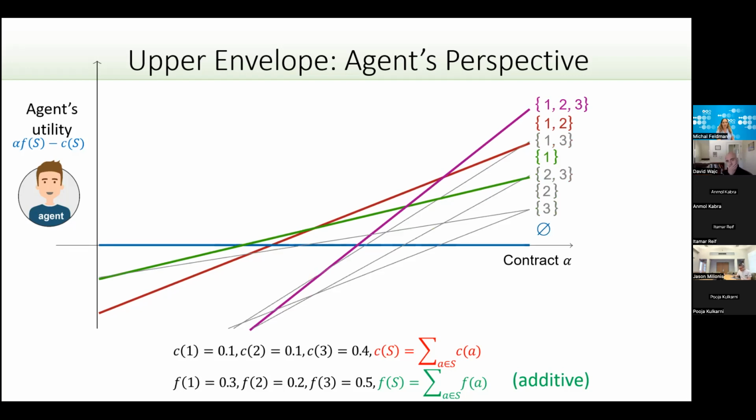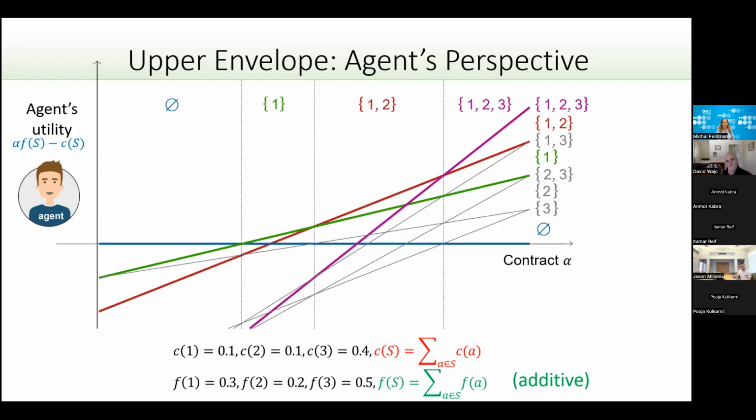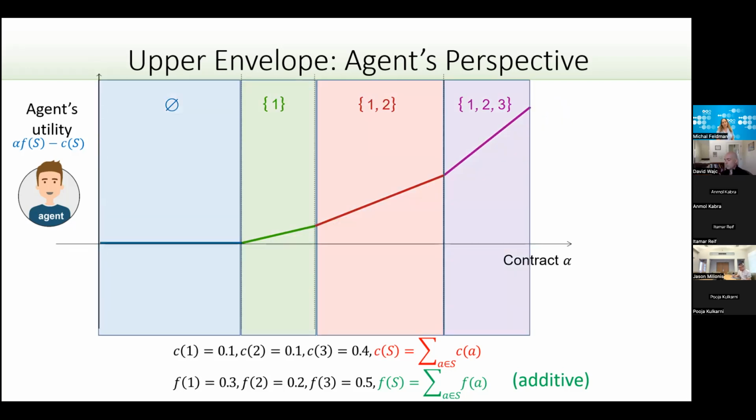And then what governs the agent's behavior is the upper envelope of these curves. Essentially, this upper envelope divides the alpha axis into intervals, and we see what the agent's best response in every interval is. In this interval, it's best for the agent to do nothing, then do just action 1, then do 1, 2, then do 1, 2, 3.